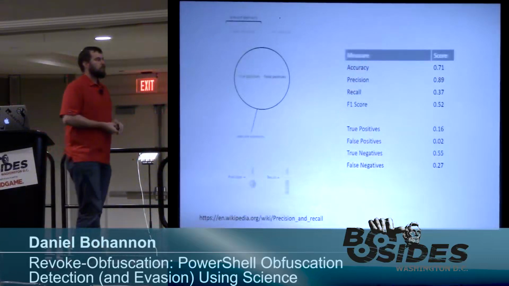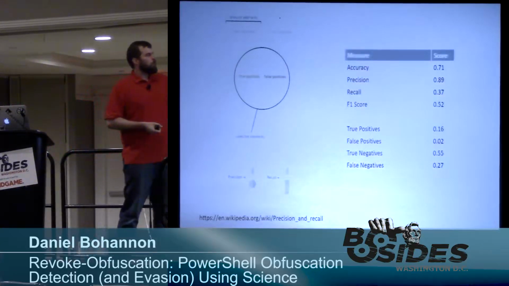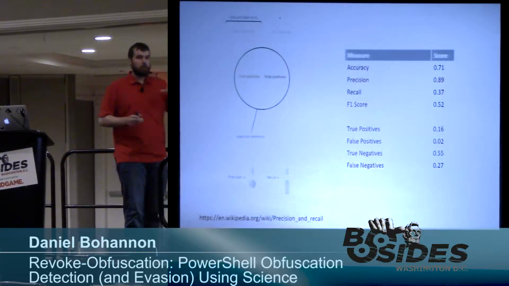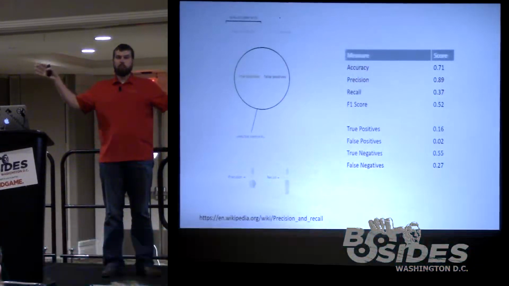So how does this character frequency analysis score? The two things to look at here are precision and recall. And it's 89% and 37%. So precision means, let's say we have 100,000 PowerShell scripts, right?